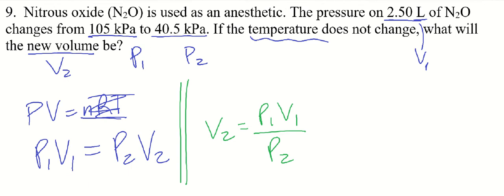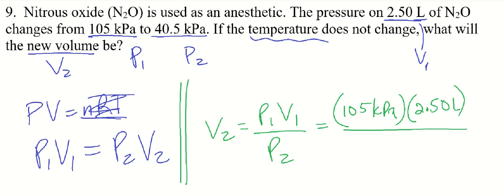Now we can plug our numbers in, and P1 is given to us as 105 kilopascals, and V1 is given to us as 2.50 liters, and the final pressure is 40.5 kilopascals.